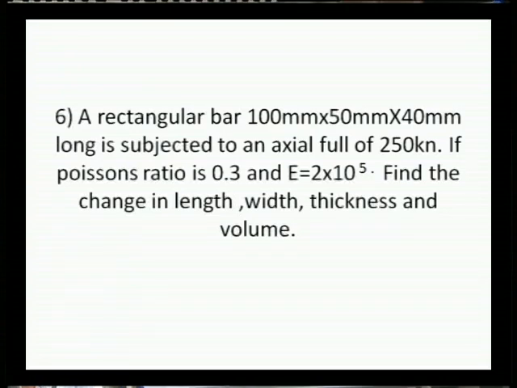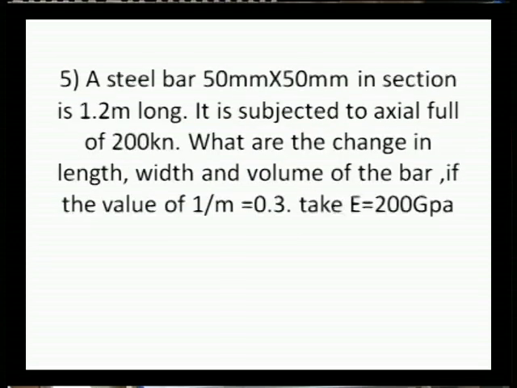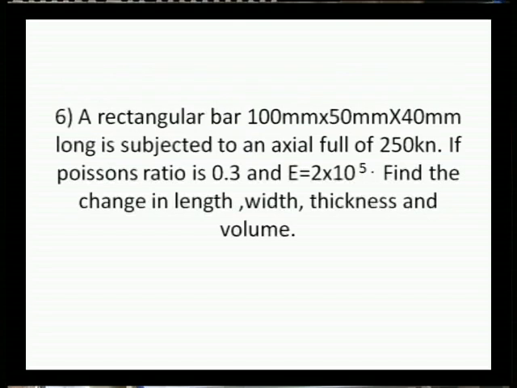So the next problem we can take is a rectangular bar of 100 mm by 50 mm by 40 mm long, subjected to an axial pull of 200 kilonewton, if the Poisson's ratio is 0.3 and E is 10 to the power of 5 kilonewton.